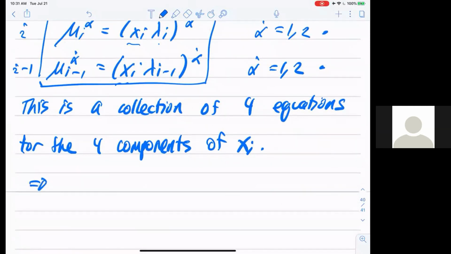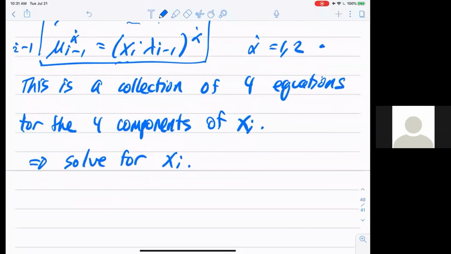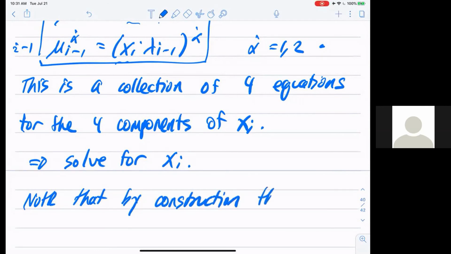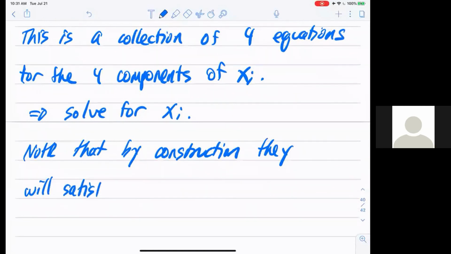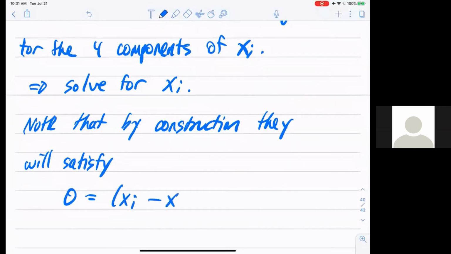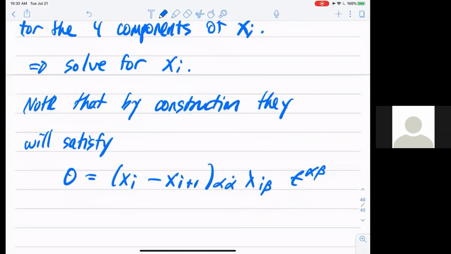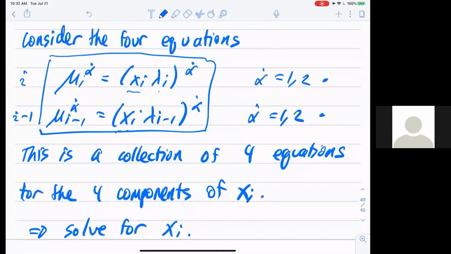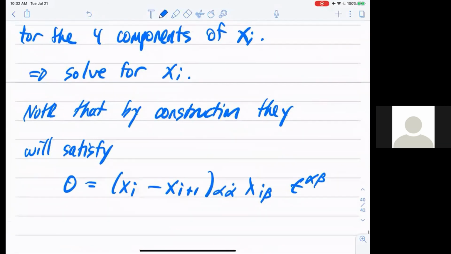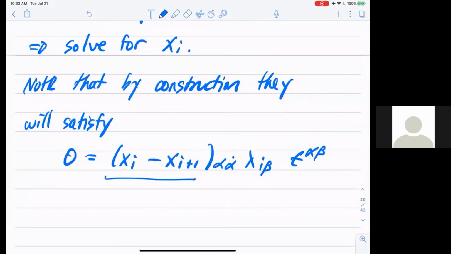And the point is, note that by construction, they will satisfy zero is equal to x_i minus x_{i+1}. I'll put the indices here to be very precise. Okay. They annihilate. See, if you look at the set of equations that they were designed to satisfy or that they were determined from, they by construction satisfy these incidence relations again. Okay, so they give zero when you act on lambda. Okay, so this is a 2x2 matrix. And think about this as a two component vector.